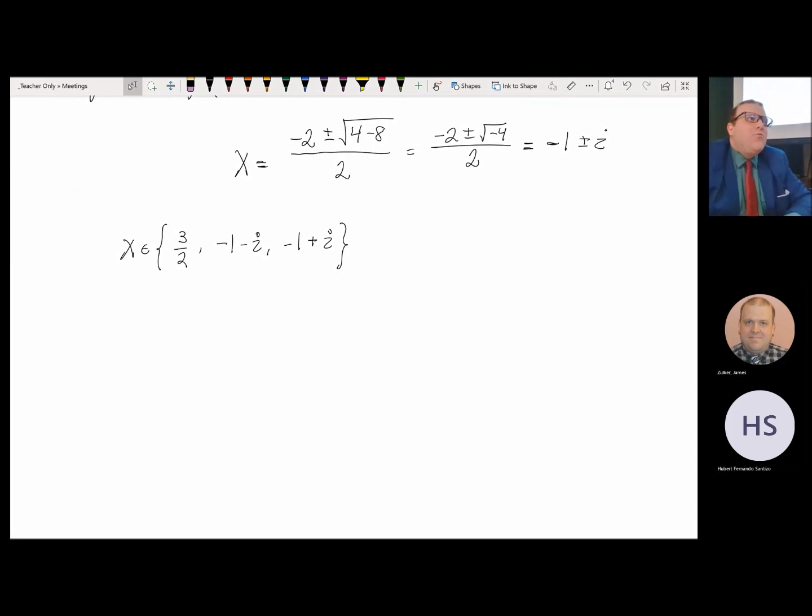Now, if I asked only for real zeros, you would only have three halves. So what this means is if you're looking for x-intercepts, you only have one. It touches the x-axis at three halves, it doesn't cross it. If the multiplicity is even, it just touches the axis. If it's odd, it crosses it. The multiplicity was 2, so I know it touches it.